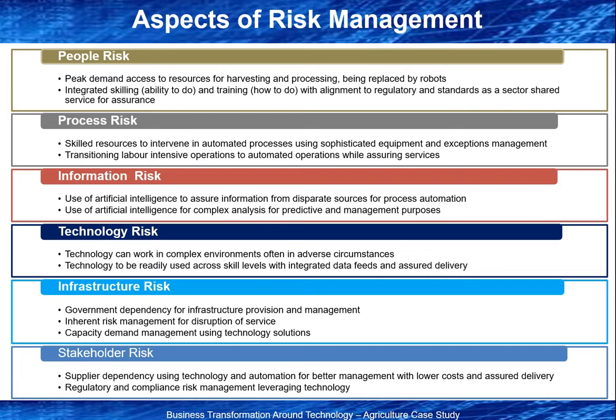Process risk. Whether it is the monoculture intensive operations or the factory warehouse intensive operations, the agriculture process risk is also seen in other industries. Transitioning to automated processes using sophisticated equipment and exceptions management. Whether it is processing plants using robots to optimize the processing and returns from animals, to automated harvesting of vegetables, making the transition is part of risk management.